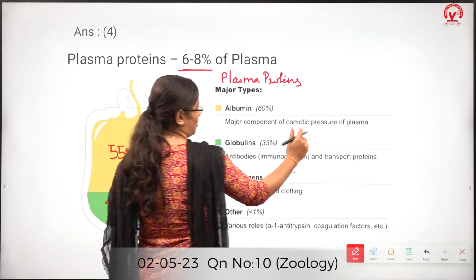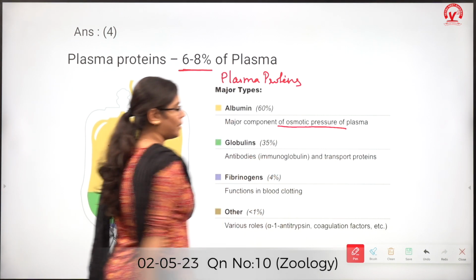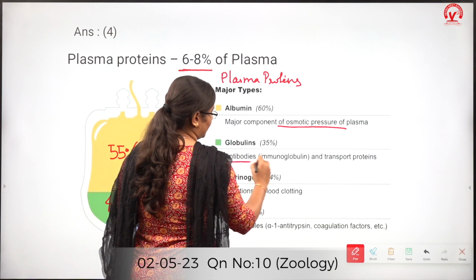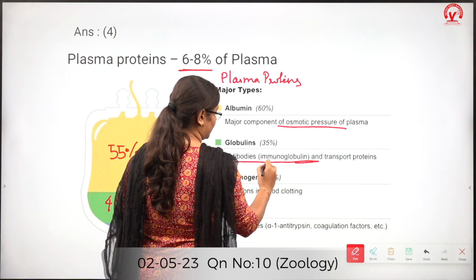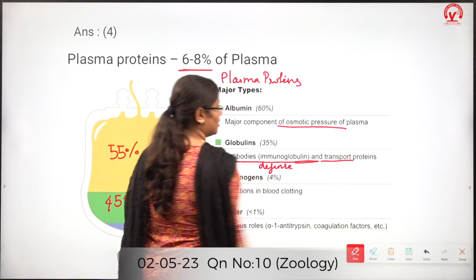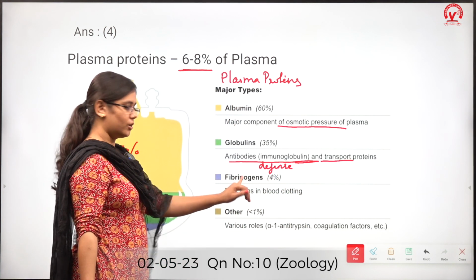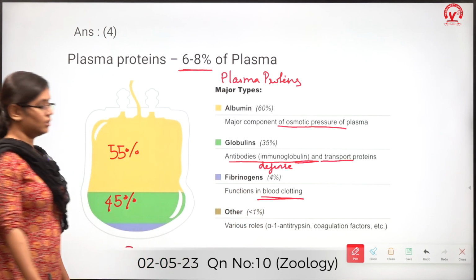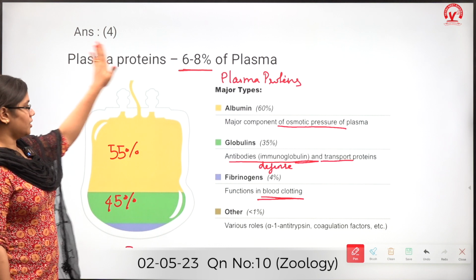Albumin helps in maintaining the osmotic pressure of plasma. Globulins are nothing but the antibodies, which are involved in defense and in transport functions. Fibrinogens are involved in the clotting mechanism. So, for this question the answer is option 4.